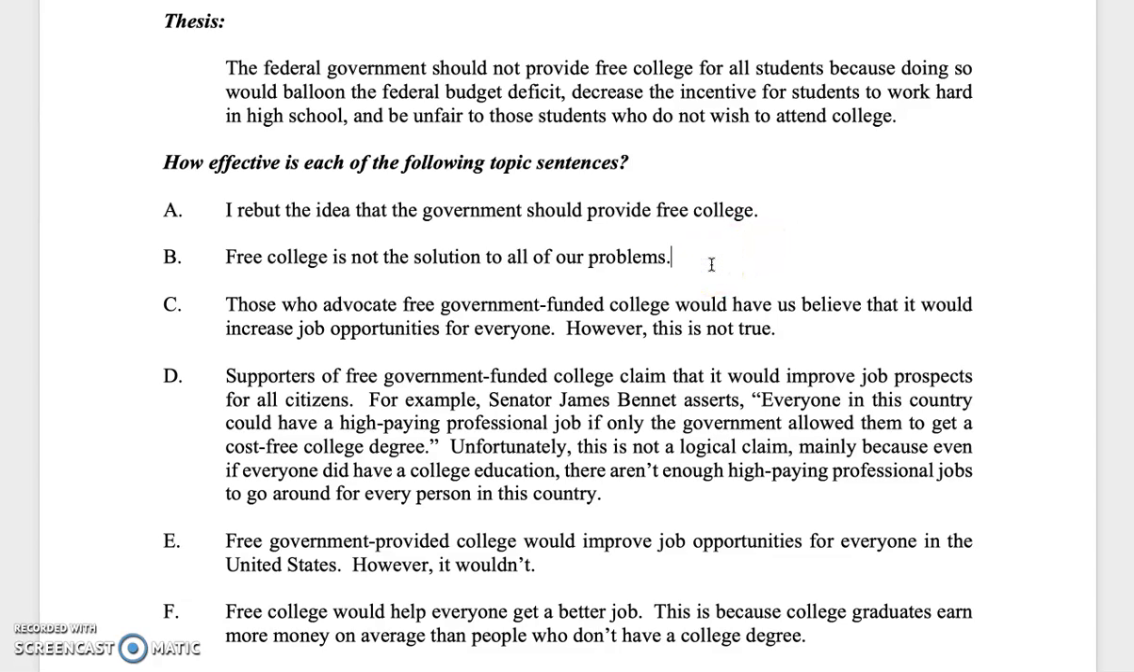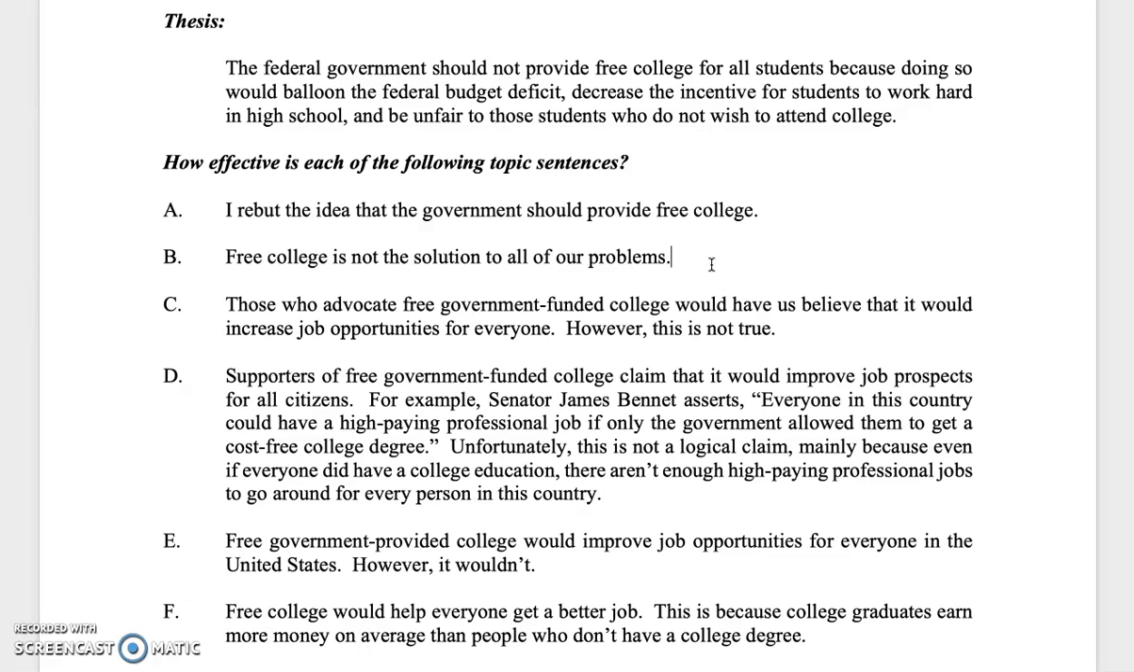B, free college is not the solution to all of our problems. Well, that is also not a good one, because that does not set up a specific reason that the other side has, and it doesn't give a reason why their reason is wrong, right? It's just sort of kind of a general statement, again, that I'm against free college. All right, let's look at C.